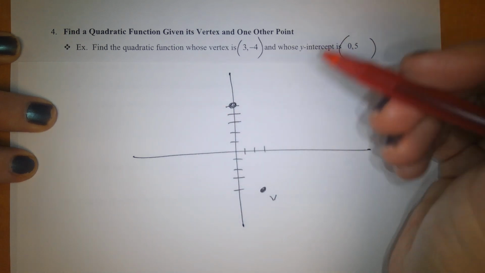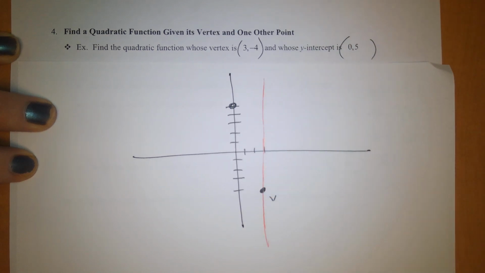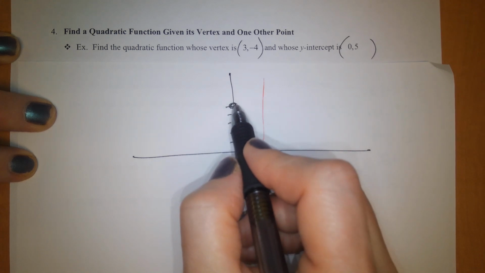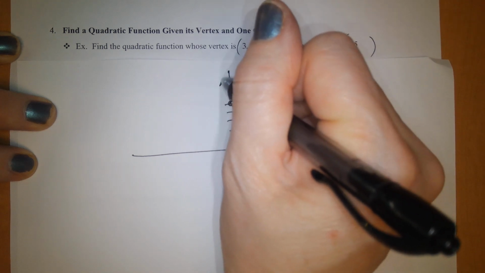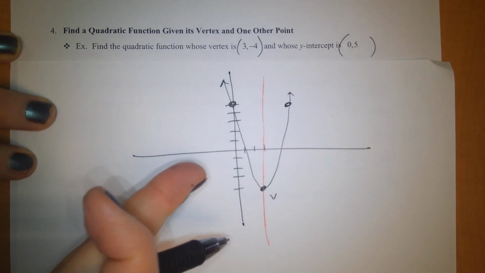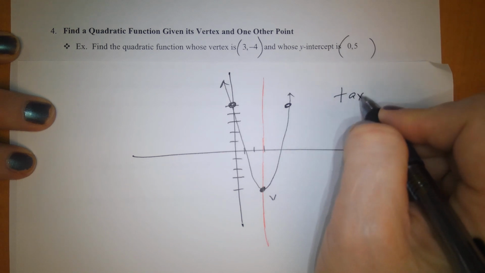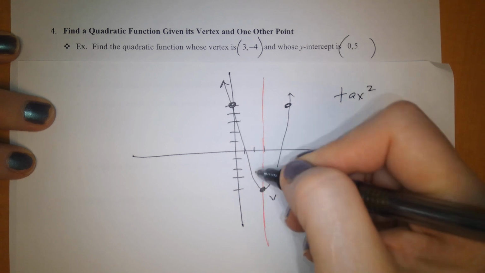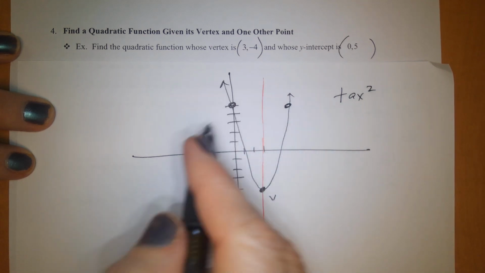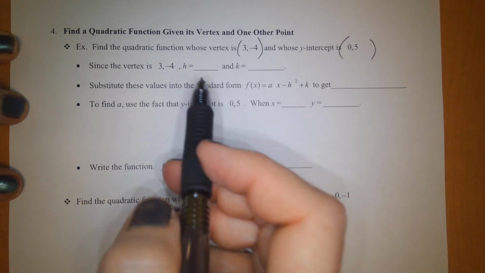So I know that my axis of symmetry looks like this. I know that since it's symmetric, it will have another point over here. So I already have a graph of what this is going to look like. I just need to find the equation of this line. So things I already know about it is it opens up, meaning that the first term is going to be positive. I know what the y-intercept is going to be, and I know what my vertex is. So let's use this information to see if we can find the other information it's asking for.